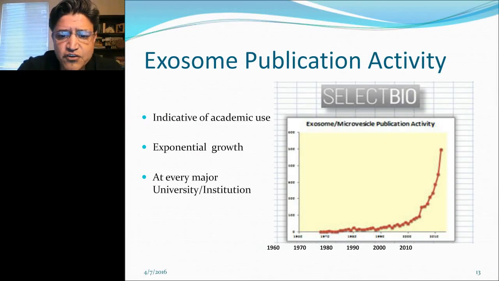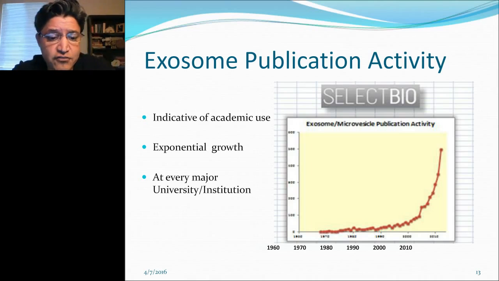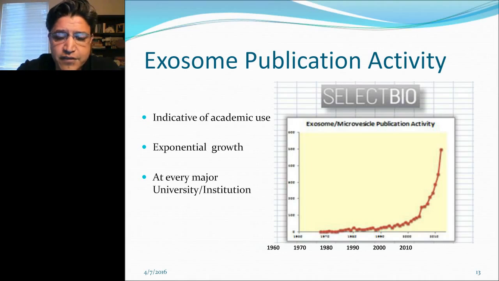So since 2010, we see an exponential growth of interest in the field and of academic papers being published. Over 1,700 papers were published during those last 3 to 5 years. And also the International Society for Extracellular Vesicles was formed, and there are over 700 scientists and academics involved.